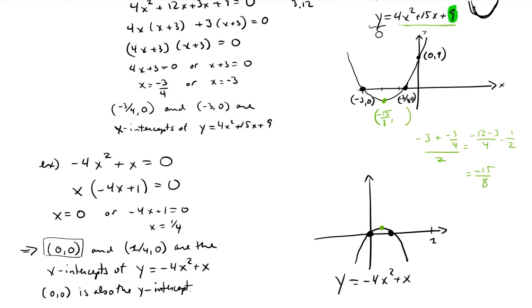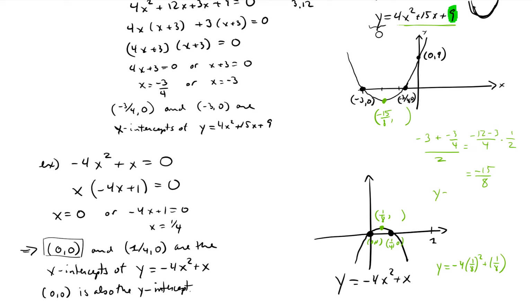And here it's the same thing. The vertex would be between 0 and 1/4. This is 1/4, 0. This is 0, 0. So this one's easy. This is 1/8. And I would replace 1/8 into the equation. So to get the y value of the vertex, you would replace x by 1/8 here.